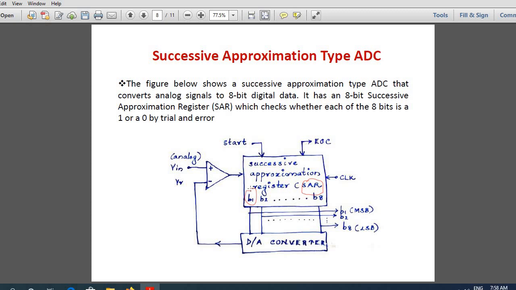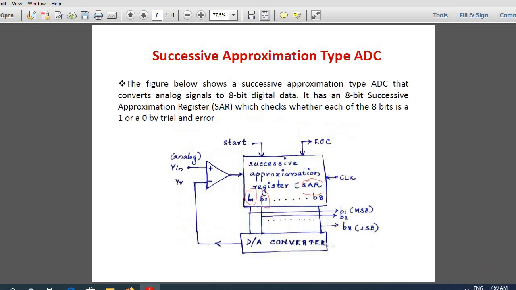So what successive approximation does is that if you have 8-bit data, each of the 8 bits will be either a 0 or a 1. In a digital signal, you have just 2 values, 1 or 0. So, you take the first bit, check whether it is 1 or 0. Fix it. Take the second bit, check whether it is a 1 or 0. Fix it. Similarly, if you check all the bits, you can get the digital output. That is the essence of successive approximation type ADC.